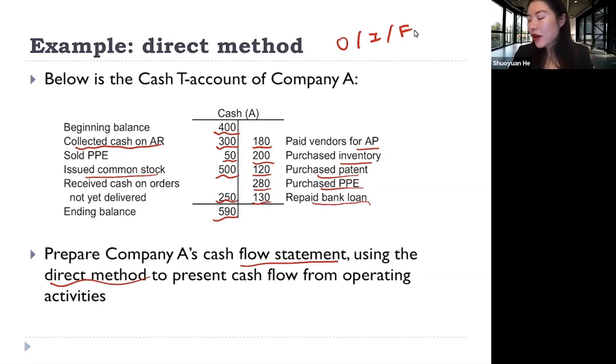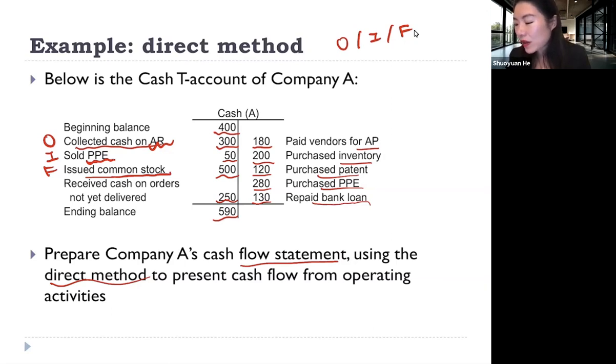So let's look at each of those transactions. Collect cash on account receivable. Is it operating, investing, or financing? It is operating because account receivable is a current asset. Sold PP&E, that's investing because PP&E is a long-term asset. Issued common stock, that's financing because issuance of common stock is to get finance. And another way to look at it, because common stock is a shareholder's equity account.